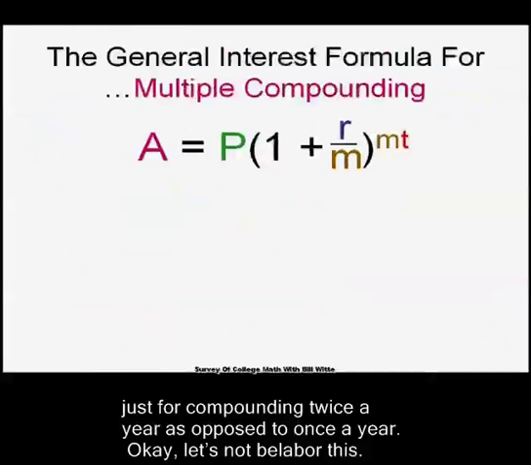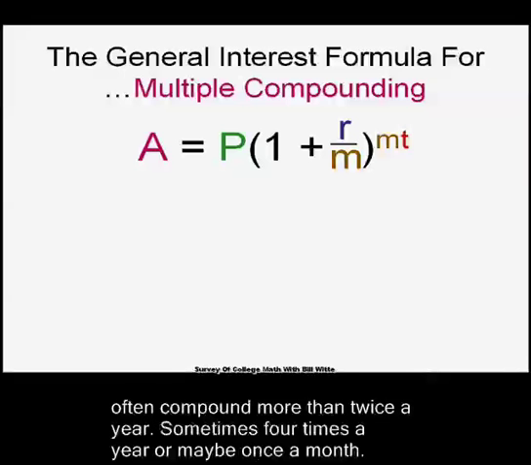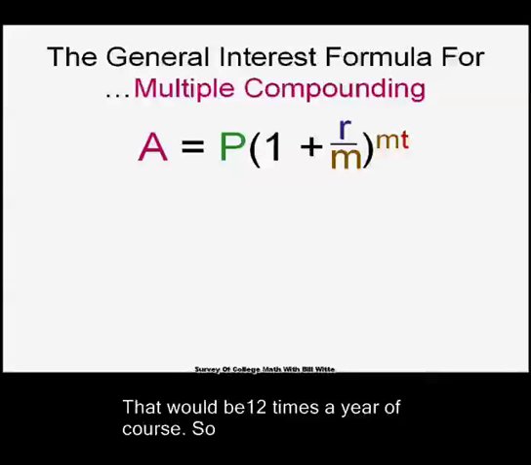Okay, we're not going to belabor this. We're going to get right to the formula for multiple compounding. Sometimes, certainly, they compound more than twice a year. They compound 4 times a year, maybe once a month. That's often. That would be 12 times a year, of course.